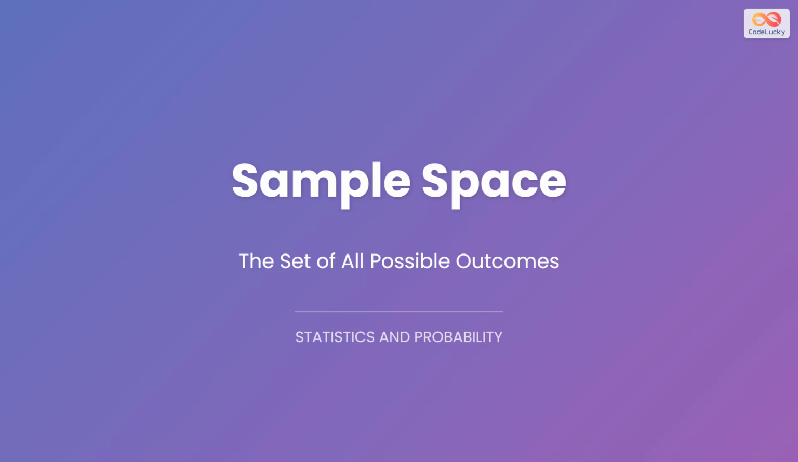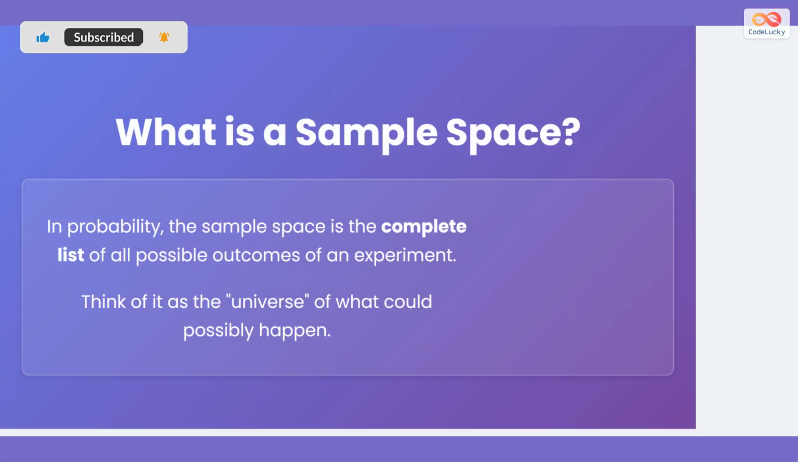Welcome! In this video, we're going to explore a core concept in statistics and probability called the sample space. It's all about understanding the complete list of what could happen in any situation. So, what exactly is a sample space? In probability, the sample space is simply the complete list of all possible outcomes of an experiment. You can think of it as the universe of every single thing that could possibly happen.